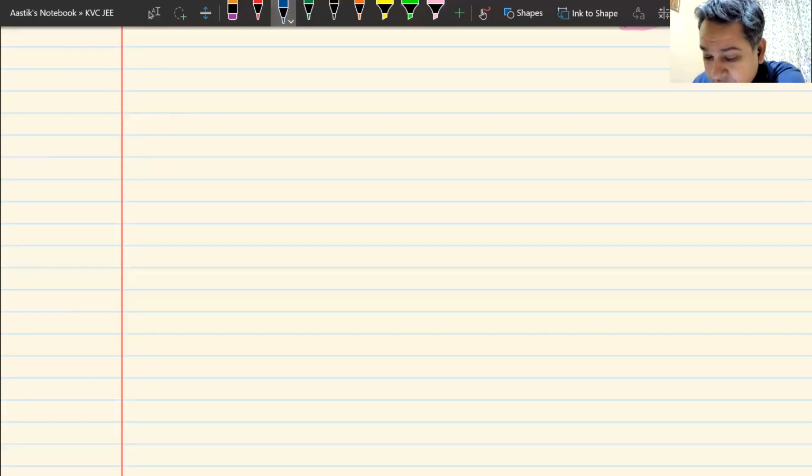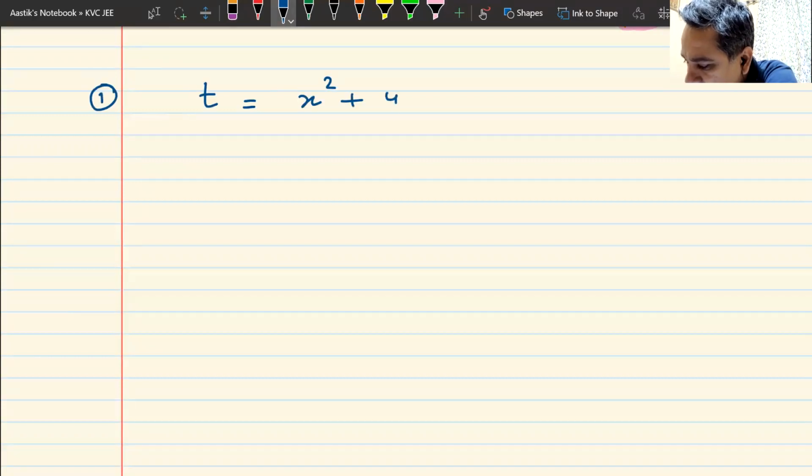Okay. I have a function t, which is x squared plus y squared. So it is a function of x and y both, because if I don't bring both things, you will not be able to understand what is the difference. Now, t is a function of x and y both.